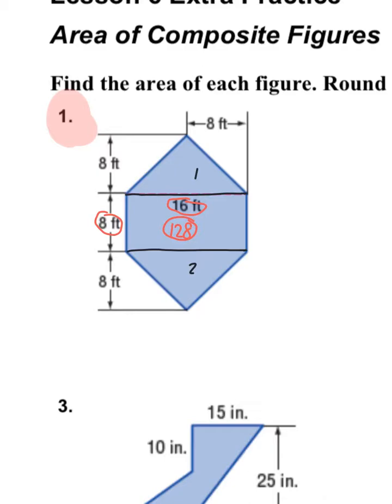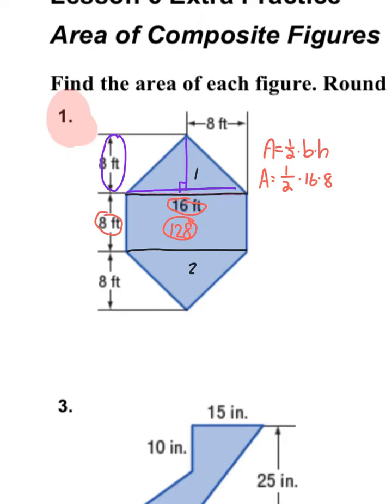Now for the triangle, remember I need the formula. Area is half times base times height. So we need half times the base. Now remember, the base here is going to be 16. And the height, which would have to go straight up because it has to form a right angle with the base, is right here. See, that height is 8. So it's half times 16 times 8. And then you solve that.